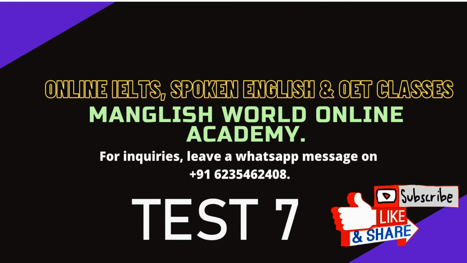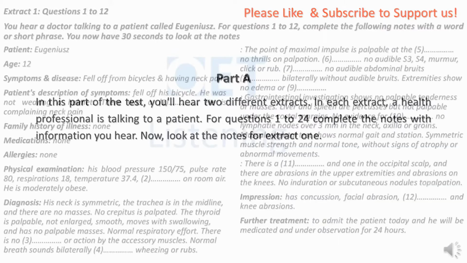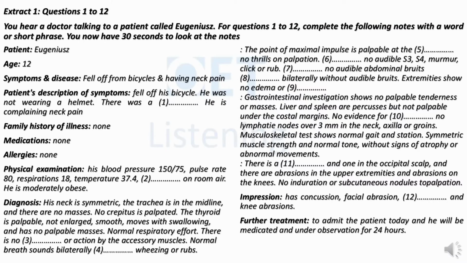Part A. In this part of the test, you hear 2 different extracts. In each extract, a health professional is talking to his patient. For questions 1 to 24, complete the notes with the information you hear. Now, look at the notes for Extract 1. Extract 1. Questions 1 to 12. You hear a doctor talking to a patient called Eugenius. For questions 1 to 12, complete the following notes with a word or short phrase. You now have 30 seconds to look at the notes.